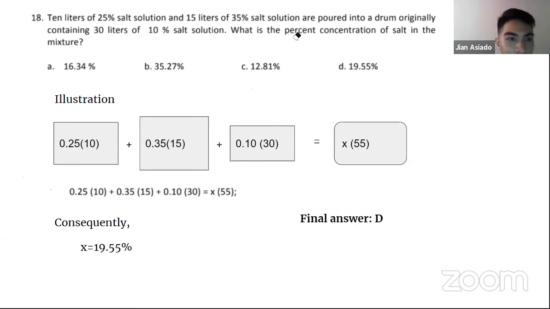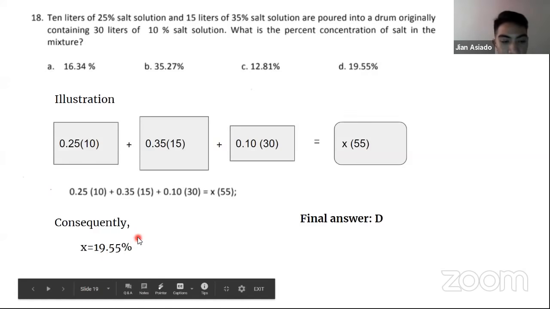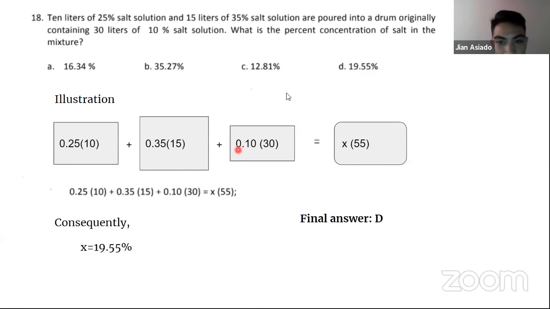But this one mas madali siya, kasi percent concentration of salt in the mixture. So this one, isa lang yung unknown mo, x lang. Wala ka nung y, kanina may y pa eh. So isang equation lang yung kailangan mo para ma-solve. So setting this up, okay, it's volume times the concentration. And then ito volume times concentration, ganun din dito, same with this. And then consequently, solving for x, just 0.955 or 19.55%. Yun yung concentration.